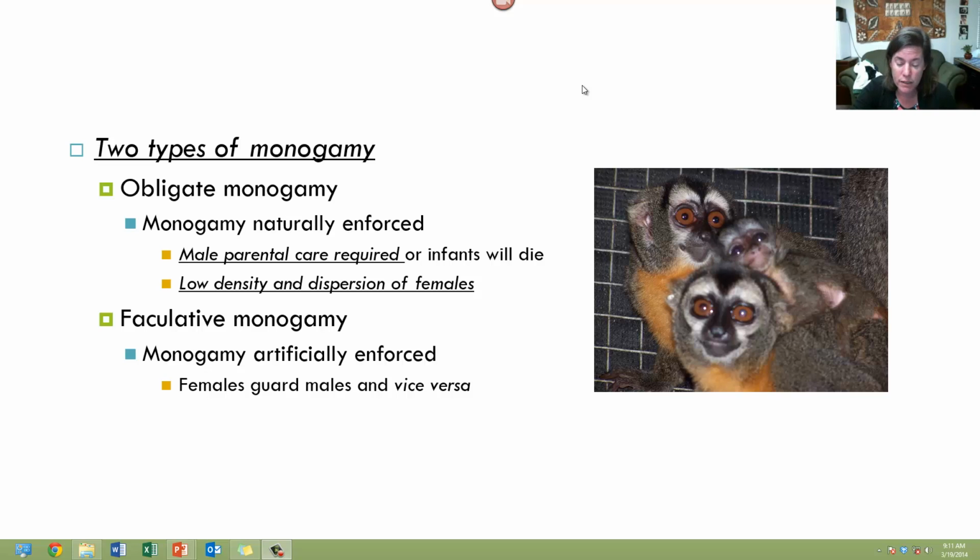Facultative monogamy occurs when females are abundant in their distribution and/or the stringent requirements for male parental care are decreased. In these situations, males will not be monogamous and they become polygynous. So basically, monogamy is artificially enforced in these situations. The females guard the males and the males guard the females.